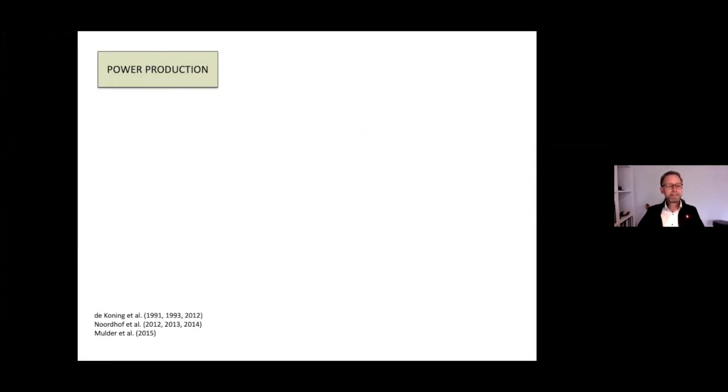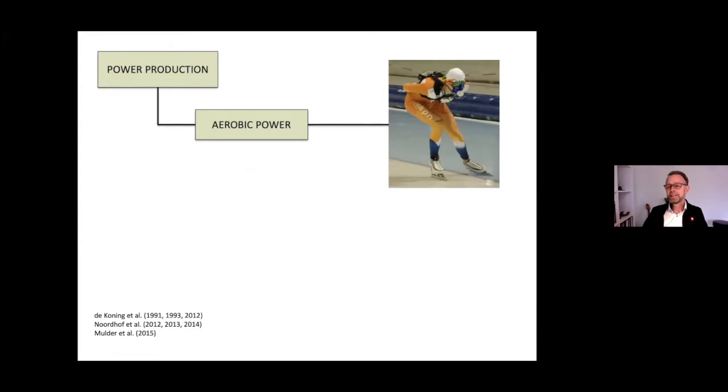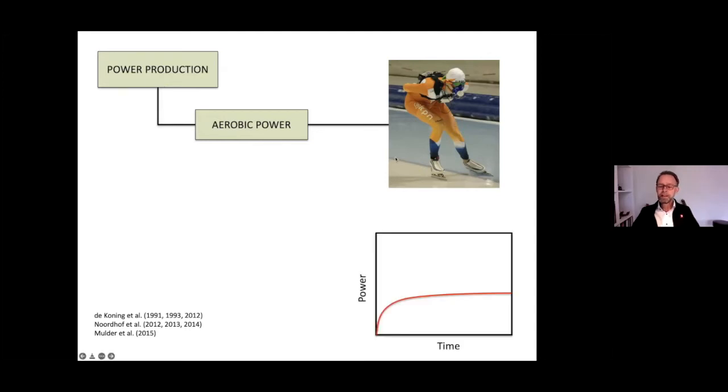If you look first in detail at the power production of the athlete, the aerobic power, when the skater is skating, can relatively simply be measured. Well, I say simply be measured. Instruments like this, they are costly. And you cannot race an Olympic race while you measure it. So you have to organize specific experiments on the ice to do that. But if we do that, we have an idea about how the aerobic energy will develop in time.